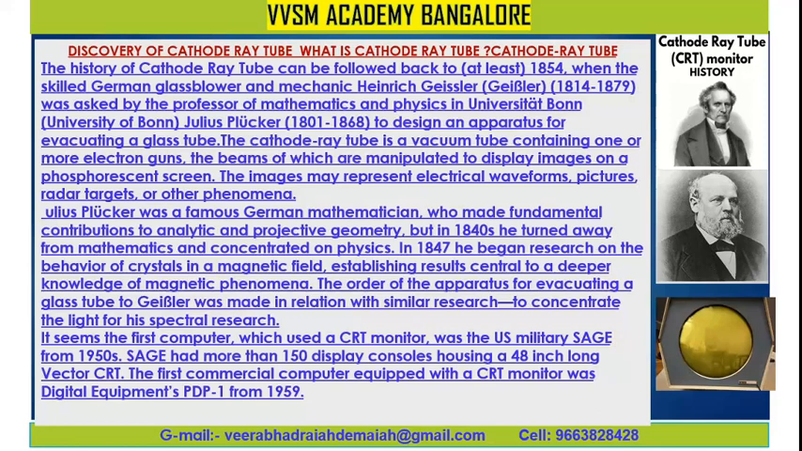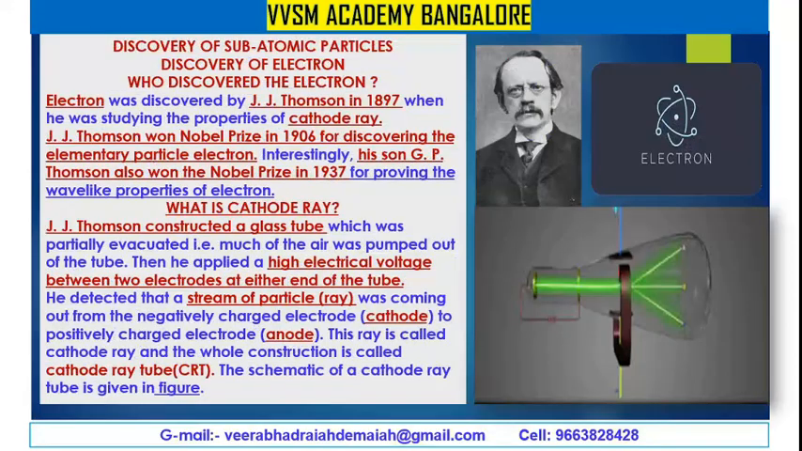Okay, now this is the story behind the electron. Discovery of subatomic particles, discovery of electrons. Who discovered the electron? The great scientist by name Sir J.J. Thomson discovered the electron. For this he was awarded the Nobel Prize in 1906, and his son also got the Nobel Prize for the wave-like properties of the electron. You see the correlation between the father and the son.